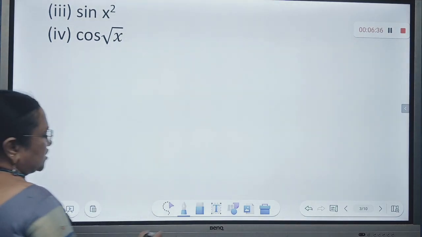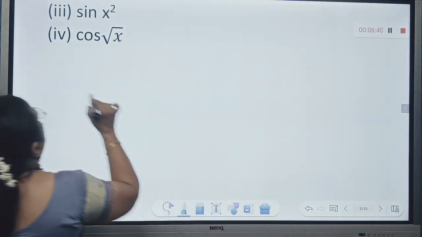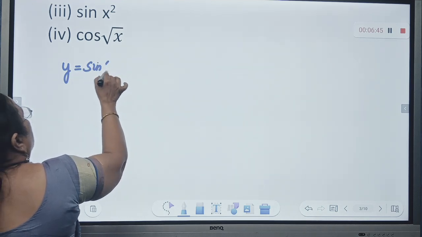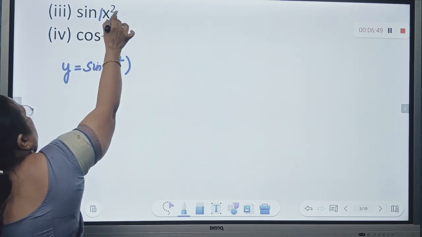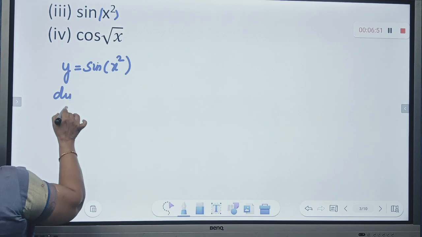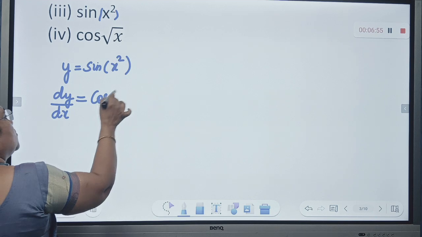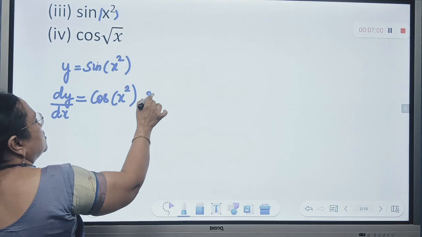Now sine of x square. If y equals sine of x square, then dy by dx will be cos of x square into the derivative of x square, which is 2x.